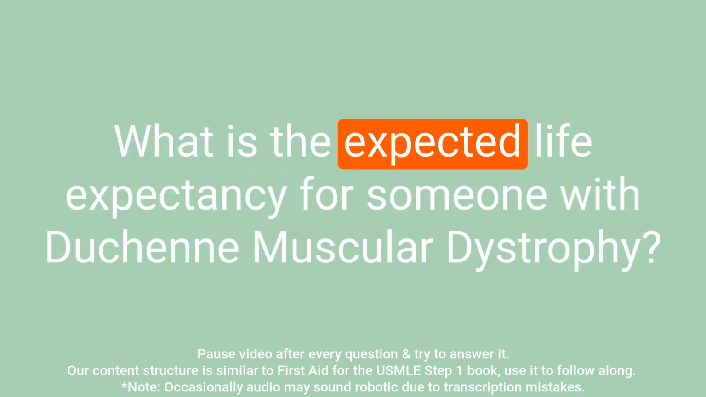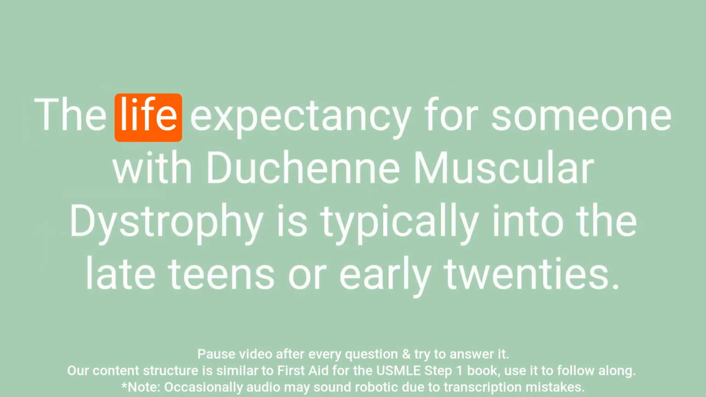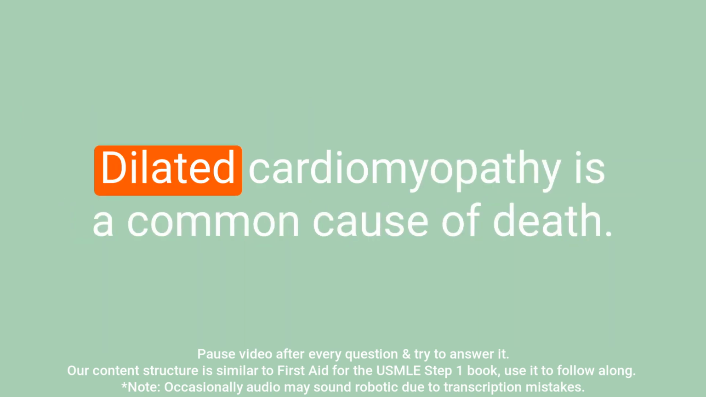Question: What is the expected life expectancy for someone with Duchenne Muscular Dystrophy? Answer: The life expectancy for someone with Duchenne Muscular Dystrophy is typically into the late teens or early 20s. Dilated cardiomyopathy is a common cause of death.